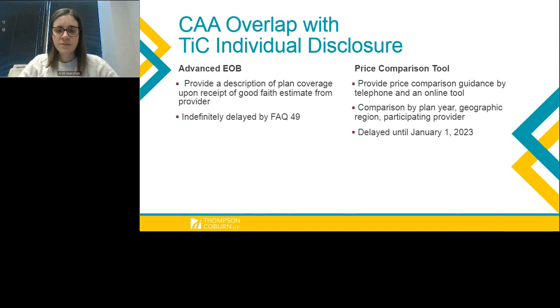So these first two requirements under the Consolidated Appropriations Act are what we consider to overlap with the transparency and coverage individual disclosure requirement. The first is a requirement that plans provide an advanced explanation of benefits. So this means they must provide a description of plan coverage upon receipt of a good faith estimate from a participant's provider.